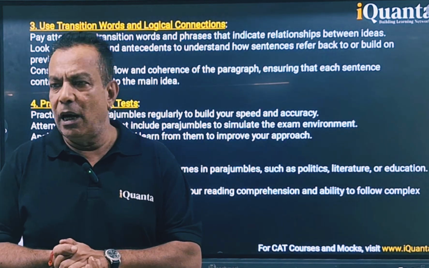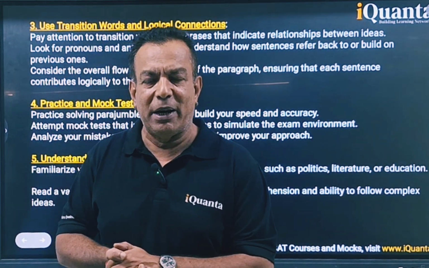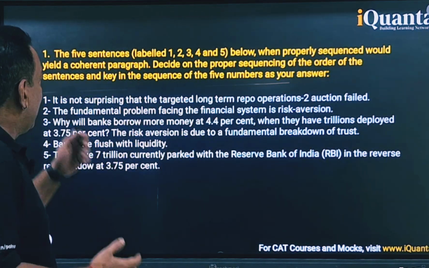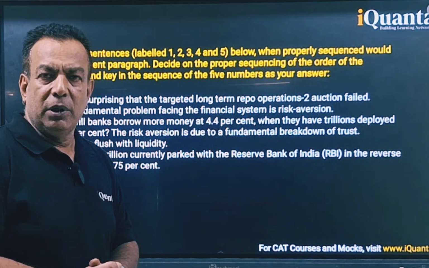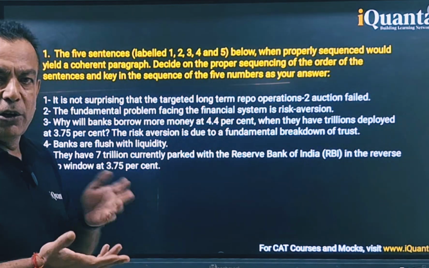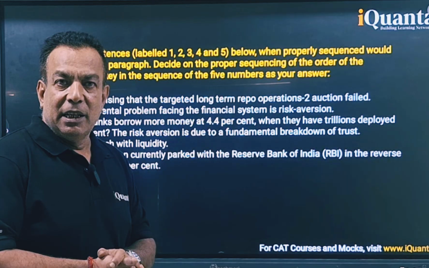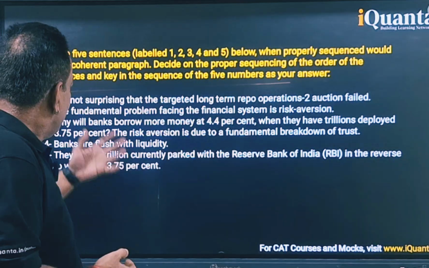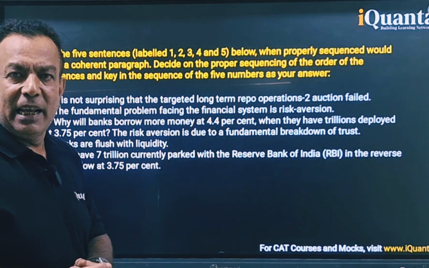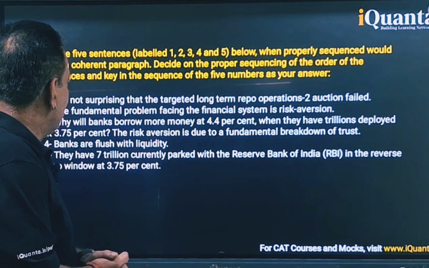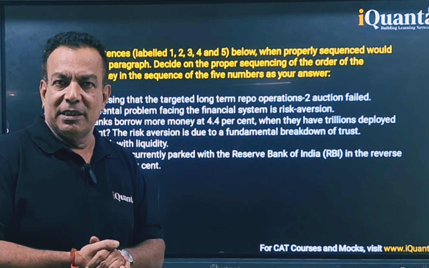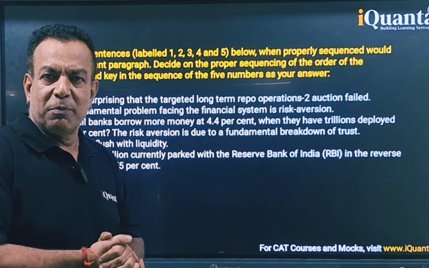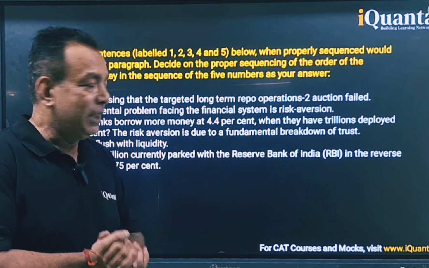So now let's deal with a couple of examples of parajumbles. Let's see. Here I have a parajumble that contains 5 sentences. They are obviously randomly placed, and we have to set them in such a sequence that they become meaningful. This is actually about finance. It's related to finance, the banking, the repo rate, the Reserve Bank of India, and the commercial bank. So basically, how things work between them. So it deals with those things.